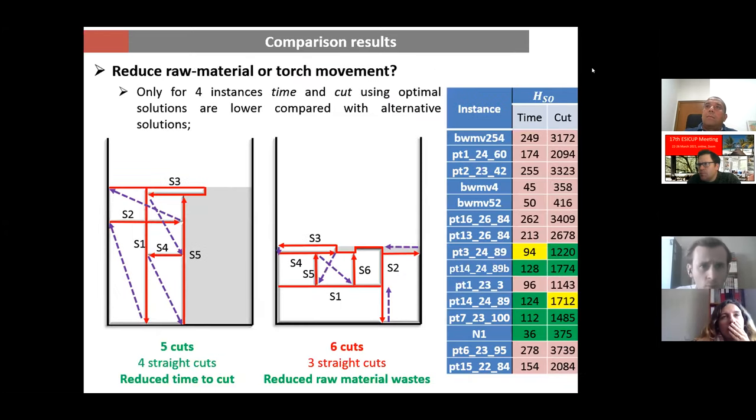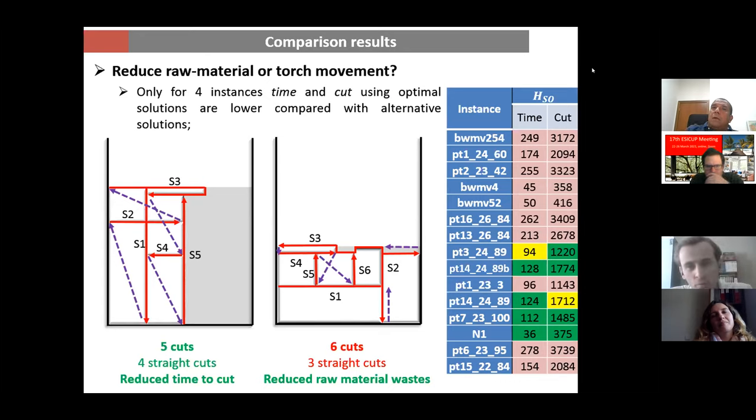The third aspect analyzed was a question that we are still working on: reducing raw material or torch movement. Only for four instances, time and cut using optimal solutions are lower compared with alternative solutions. So in some manner, we need to treat these aspects combined, probably with mathematical modeling or a heuristic. We need to reduce in practice both raw material and torch movement together, not separately, because in the first example, we have a lot of waste of raw material.